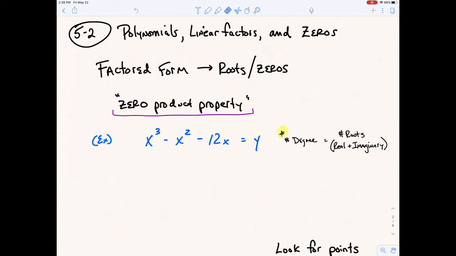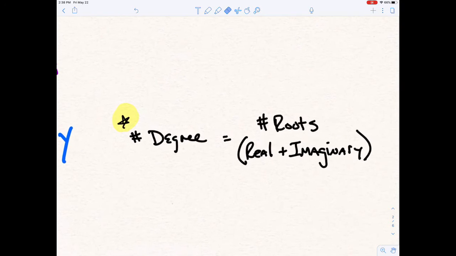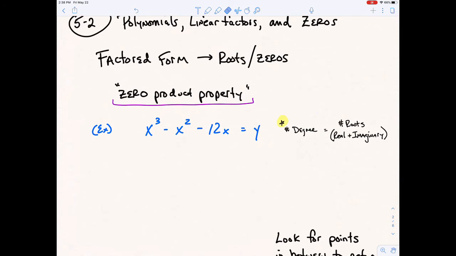Here is the zero product property in action. And by the way, over on the right-hand side here, the degree of your polynomial is how many roots you will have. It might be a combination of real roots and imaginary roots, but we're not really going to worry about imaginaries just yet. So for right now, if you see a 3 as your most powerful term, that means it has a degree of 3. That means we're going to have 3 roots.